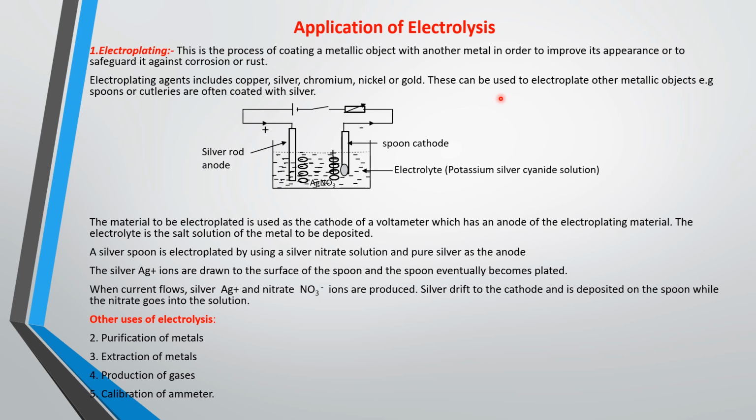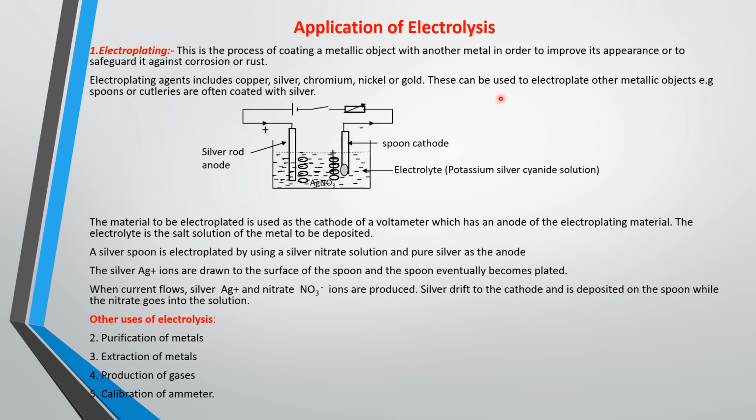In everyday life you make use of your spoon. If you look at your spoon, it is mostly silver coated. There are some that are gold coated, like golden spoons, but the general spoons that we use are silver coated. So how is that process done? We are going to discuss it. The process is actually done with electrolysis.